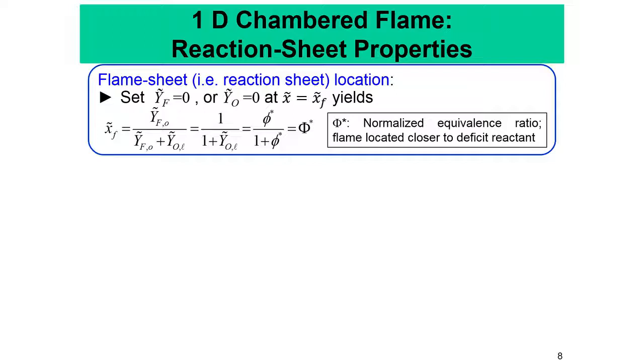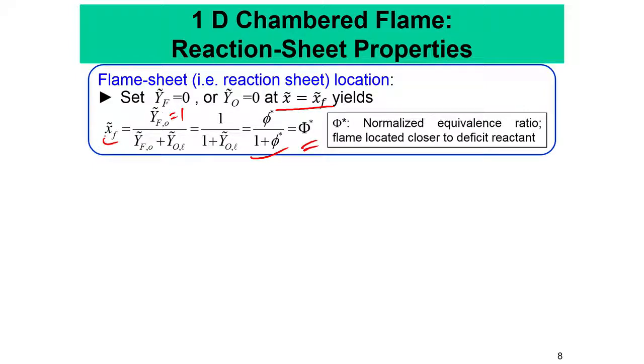Now the interesting thing to note is that if we set yf tilde equal to 0 and y tilde equal to 0, then using these two things we can find the location of the flame, that is xf tilde. We find that xf tilde is nothing but yf0 tilde divided by yf0 tilde plus 1 times yo,l tilde. Now yf0 tilde is equal to 1, so this becomes 1 by 1 plus yo,l tilde, which is essentially given by phi star divided by 1 plus phi star, the normalized equivalence ratio.